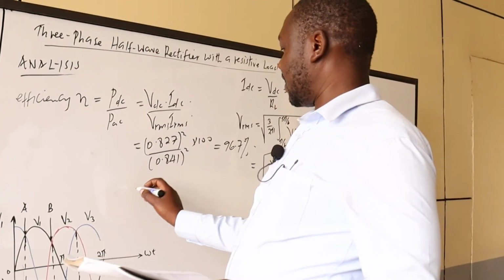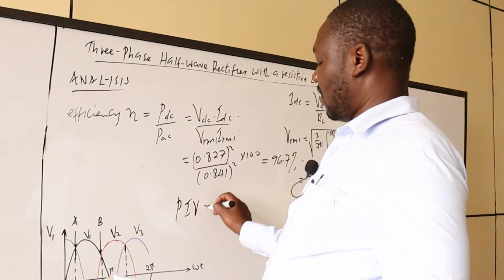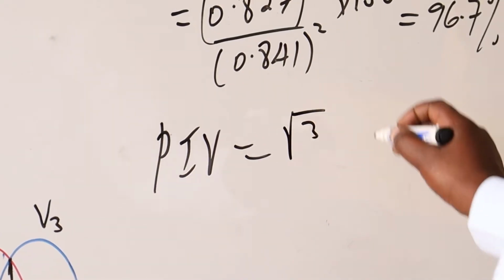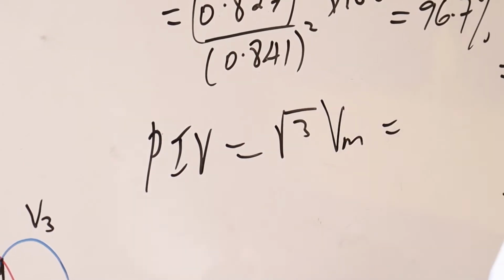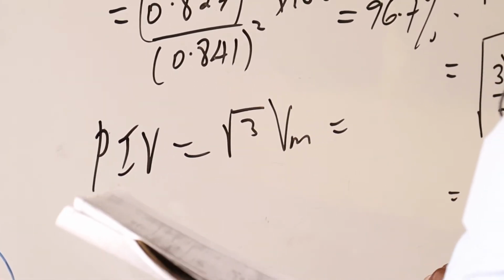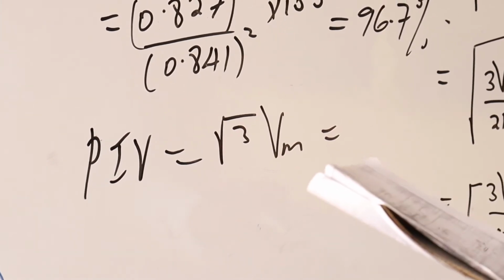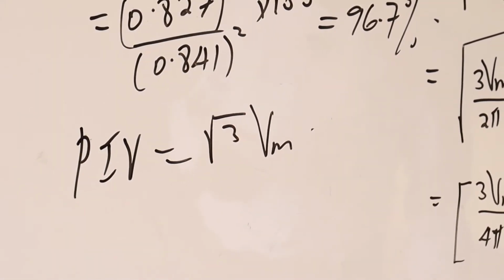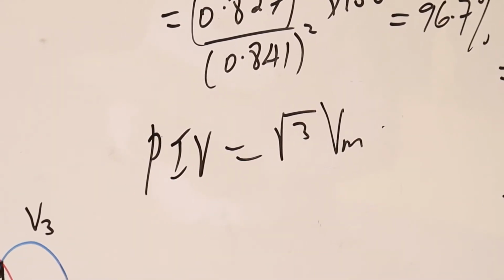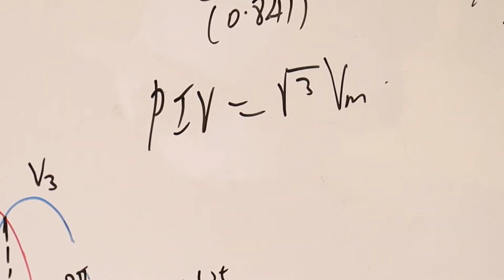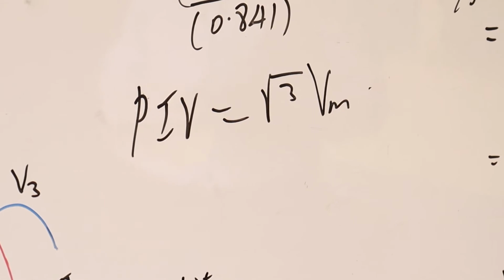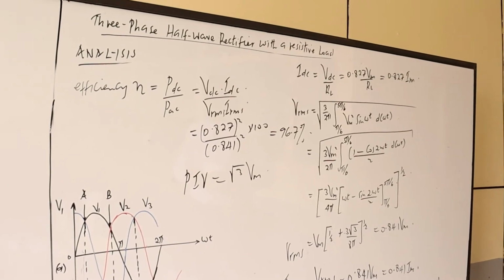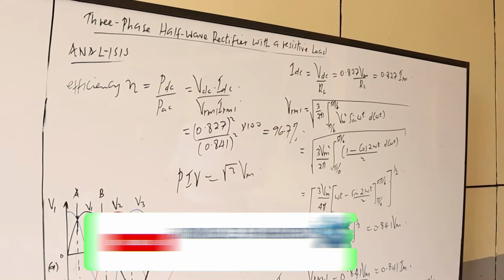So for the peak inverse voltage, PIV, for a 3-phase will be √3 Vm, √3 Vm, yeah, that is the expression, √3 times Vm. So those are the performance parameters for the 3-phase half-wave rectifiers, where we have 1 diode per phase.